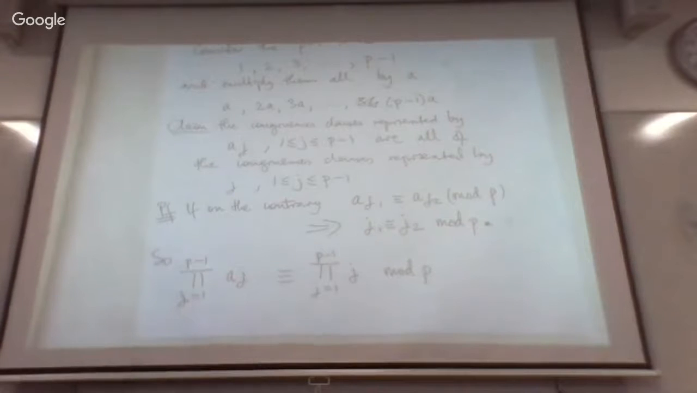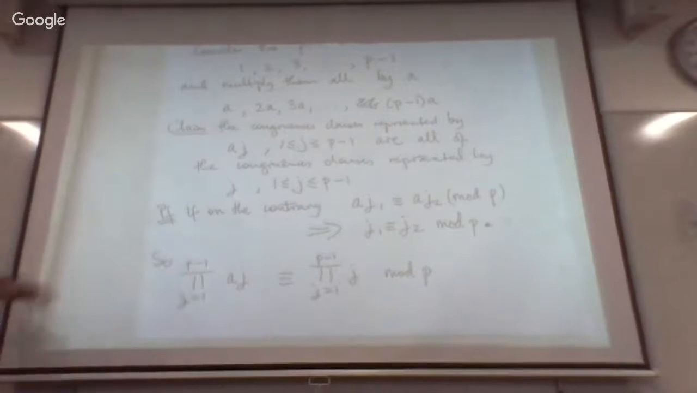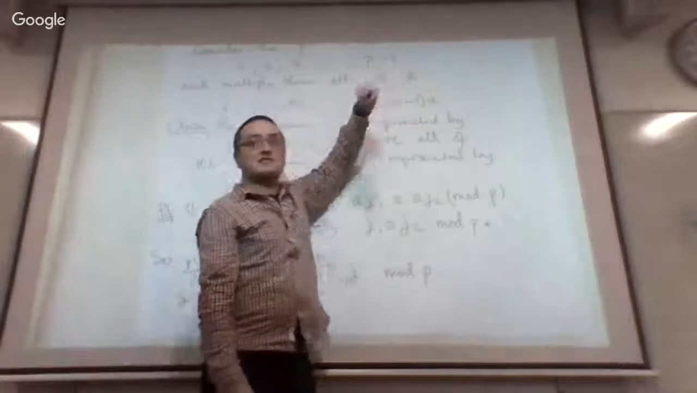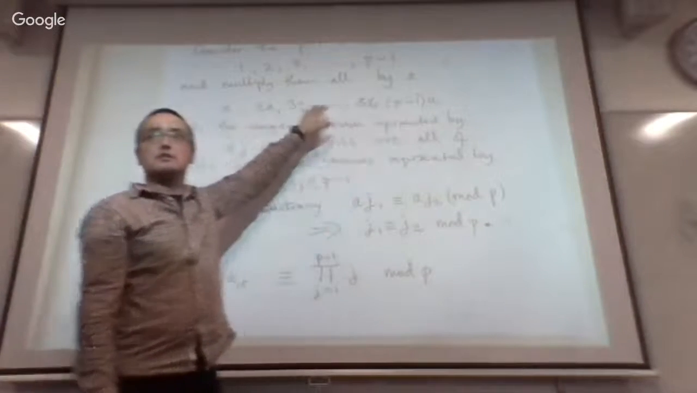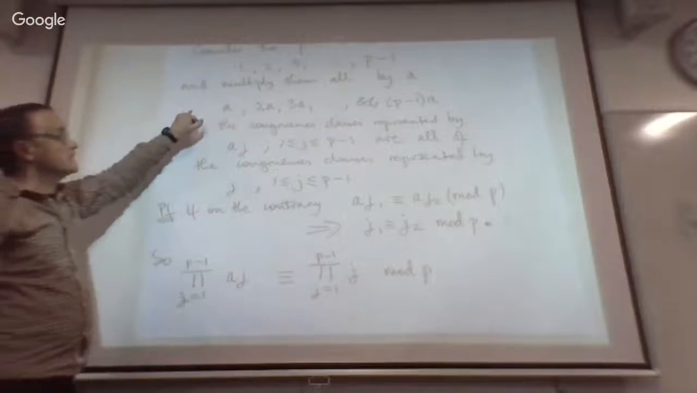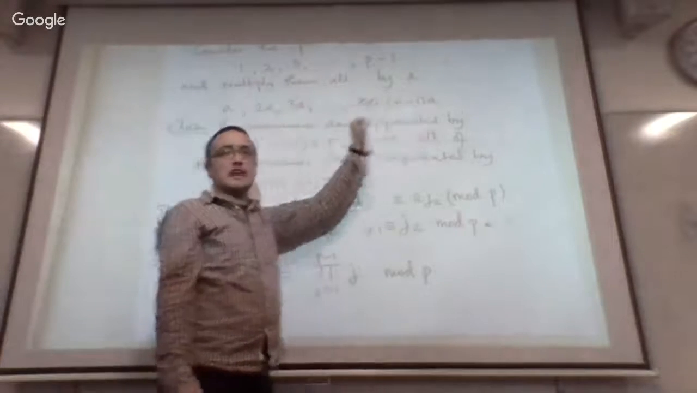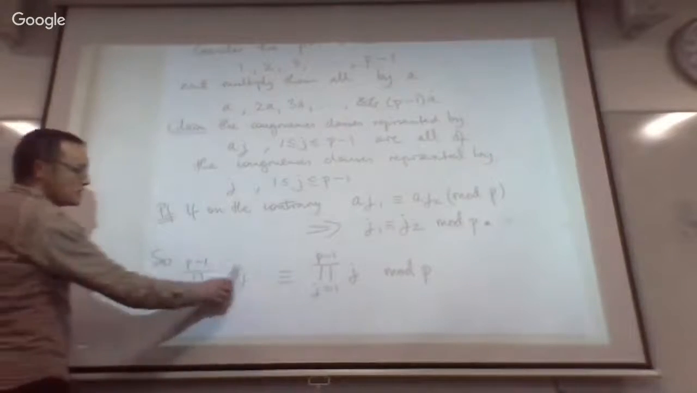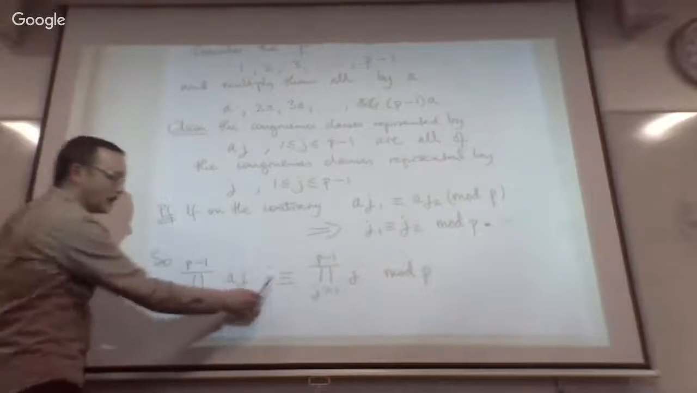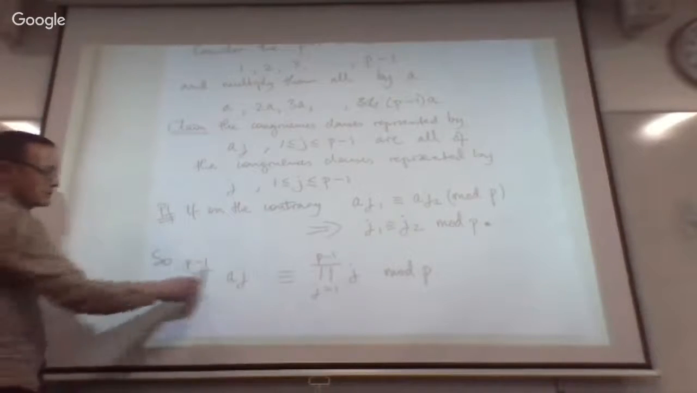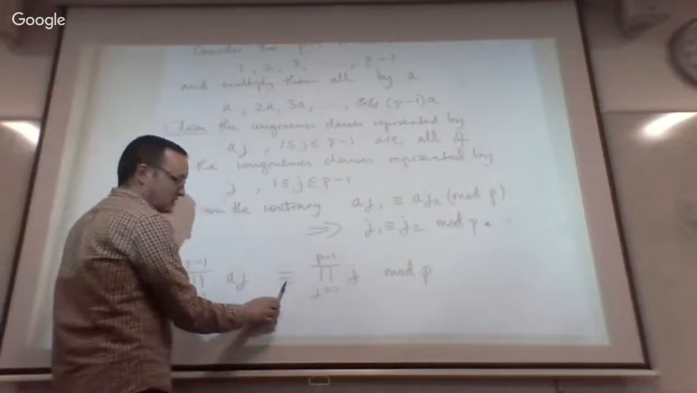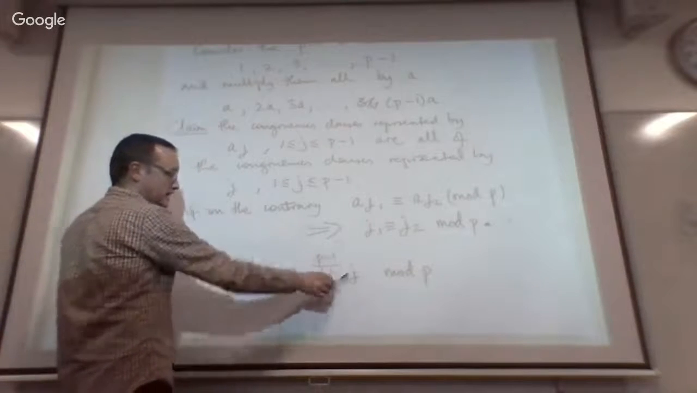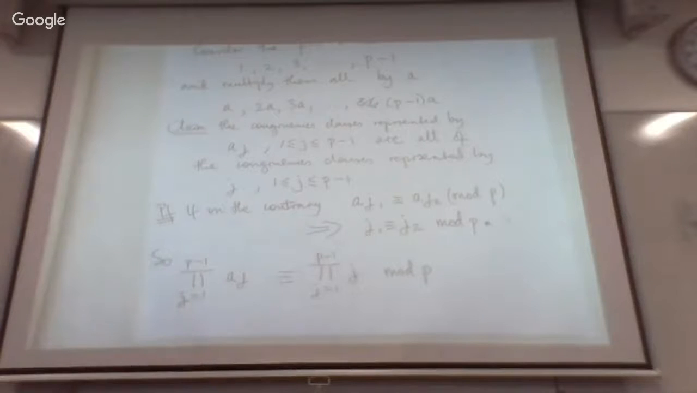So at the end of the day, I'm just taking this bunch of congruence classes, and here I might have them written down in a different order, and just multiplying them all together again. So it's the same overall collection of congruence classes. When you multiply together all the aj's, it's the same as, meaning congruent modulo p, multiplying together all the j's.